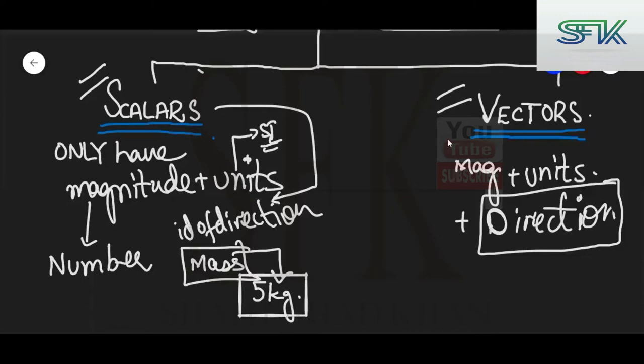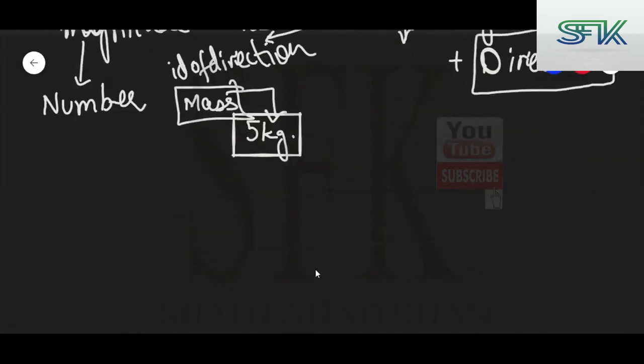Whereas vectors are specific to directions. If the direction of the vector quantity changes, the vector quantity also changes. So the direction has to stay constant as long as you want the vector to stay constant. If the direction changes, the vector changes. Now I'll give you a few examples of both scalars and vectors.